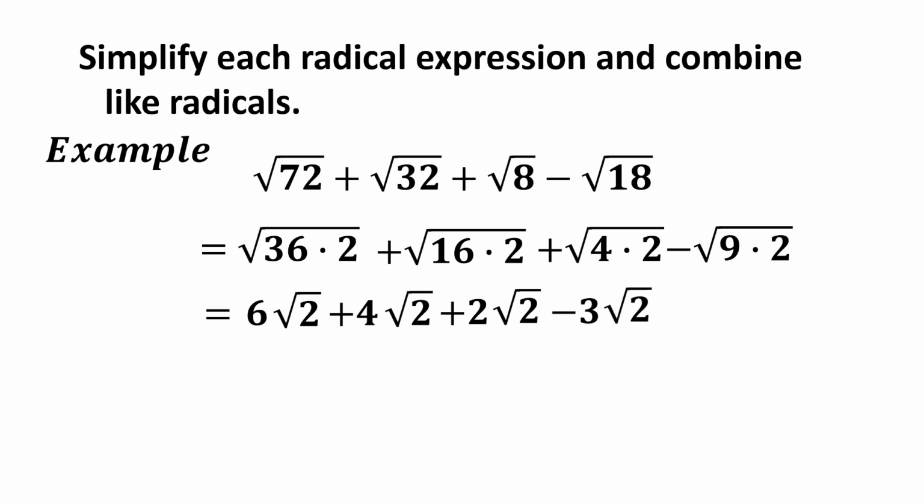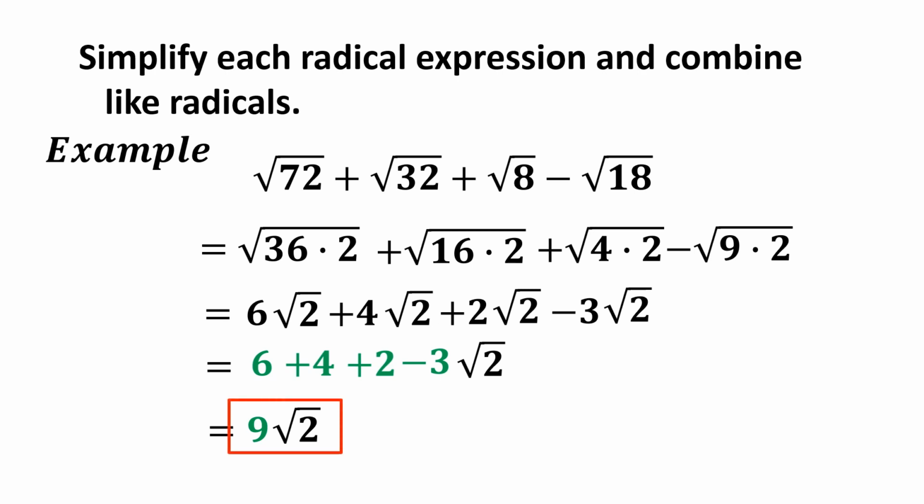As you see, all radical terms have already the same degree of radical and radicand. Therefore, there's no problem in performing addition and subtraction. As the first step, I will gather all the numbers outside of each radical term and place them on one side. So, we have 6, plus 4, plus 2, minus 3, and since they have the same degree of radical and radicand, which are square roots of 2, I just wrote one of them. Perform addition and subtraction. 6 plus 4, plus 2, minus 3 is equal to 9. Then, copy the square root of 2. Therefore, the answer is 9 square root of 2.